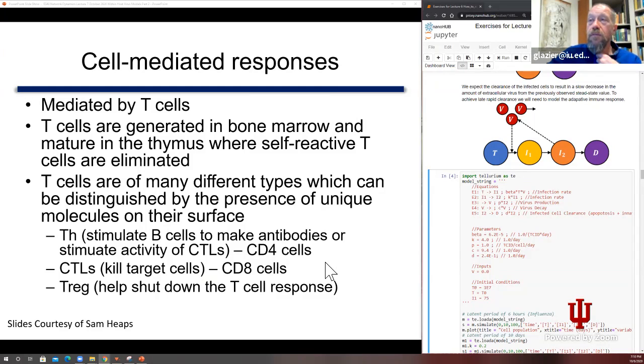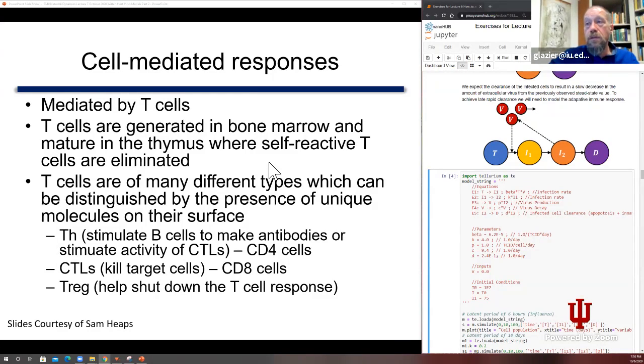So the key thing that we're going to be talking about are T cells. And what we want to do is have a model of T cell production. And we're not going to worry about bone marrow and thymus. We're going to assume that there are quiescent T cells in the lymph nodes that are sitting there waiting for a signal from the antigen presenting cells and the cytokines to replicate and come back to clear the virus.